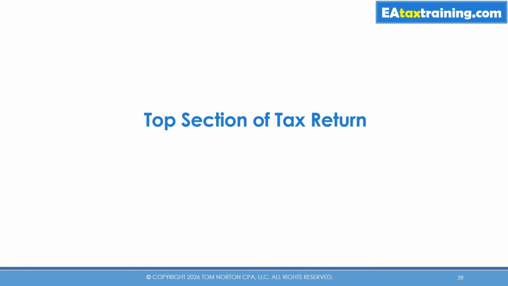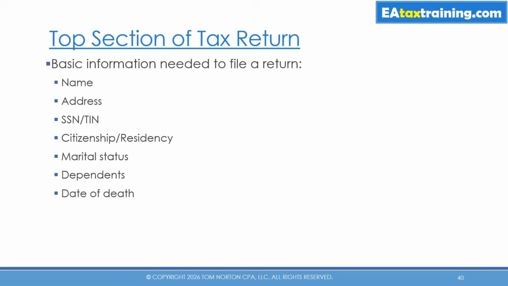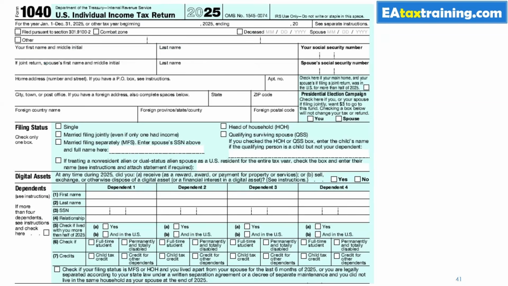So now let's move into talking about the top section of the tax return. So in that top section, you've got the basic information that's needed to file the return. Name, address, social security number, etc. is all there. So let's have another look at the top section of that tax return.